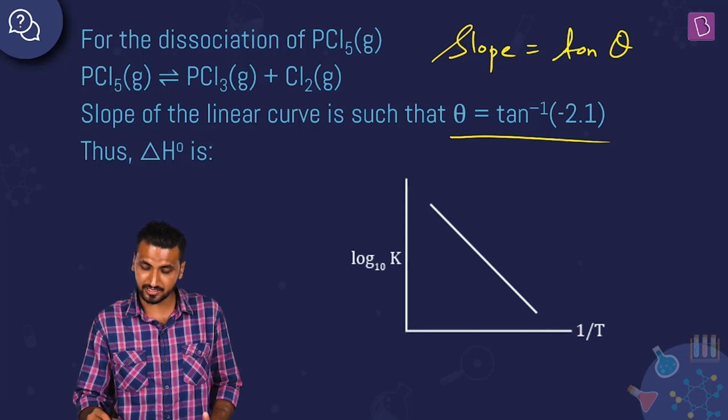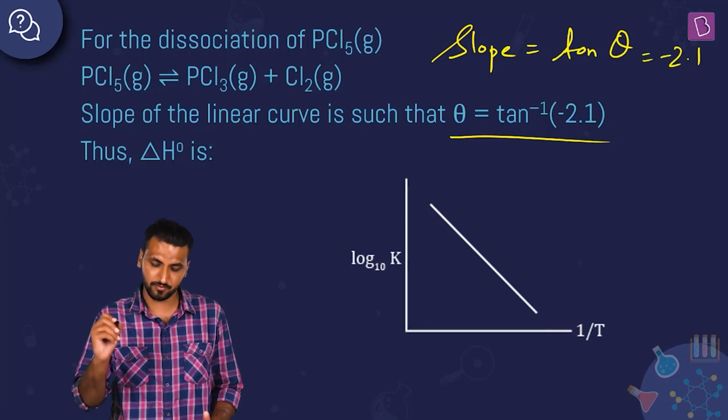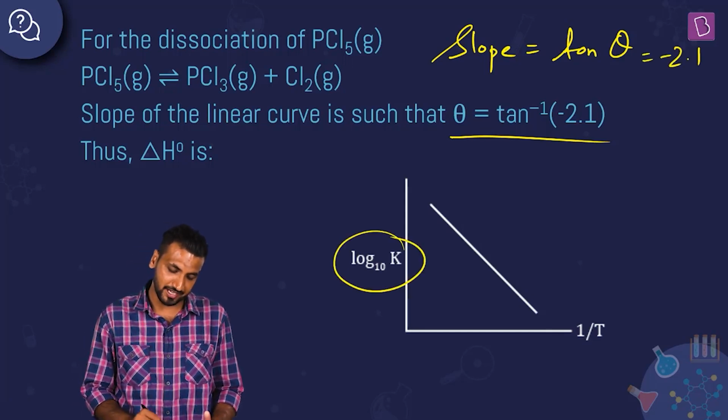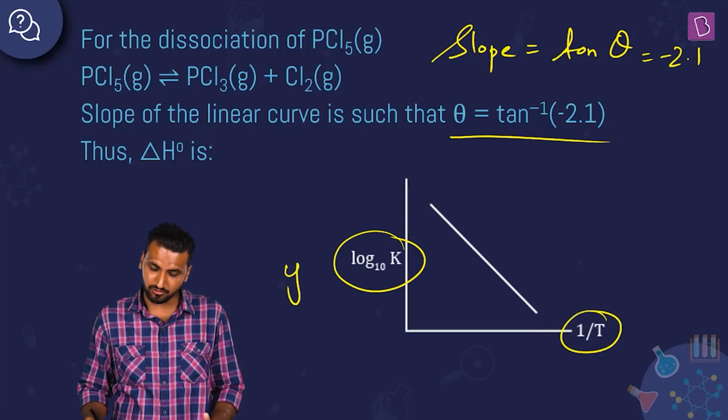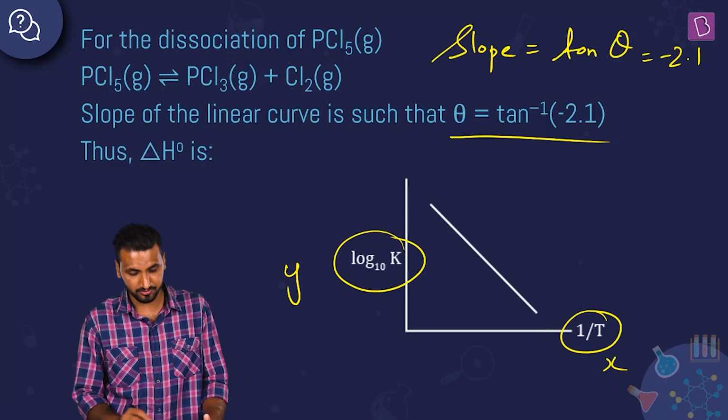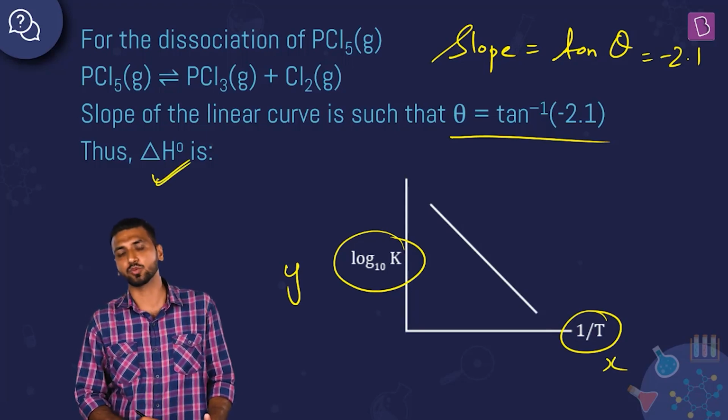And the value of tan theta from here is minus 2.1. Okay. What is there on the y-axis? You have log k base 10. What is on the x-axis? You have 1 by t. We have to figure out the delta H naught value.